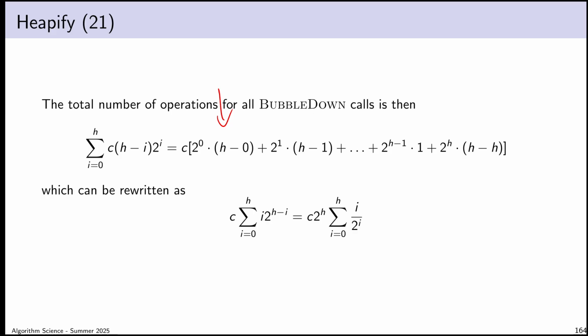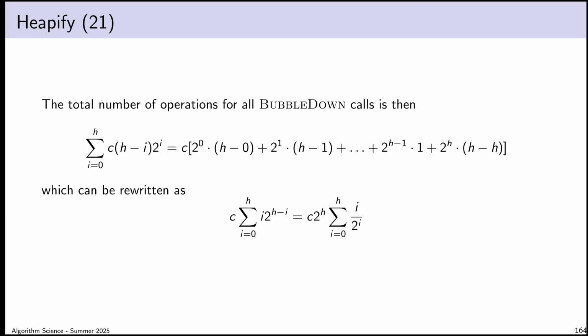If I play around with it a bit, that is, if I reverse my indexing sequence, instead of writing h minus i times 2 to the i, I can write it as i times 2 to the h minus i. In a sense, I'm unwrapping the sum and then wrapping it back up in reverse order. You can satisfy yourself that this algebra does work out.